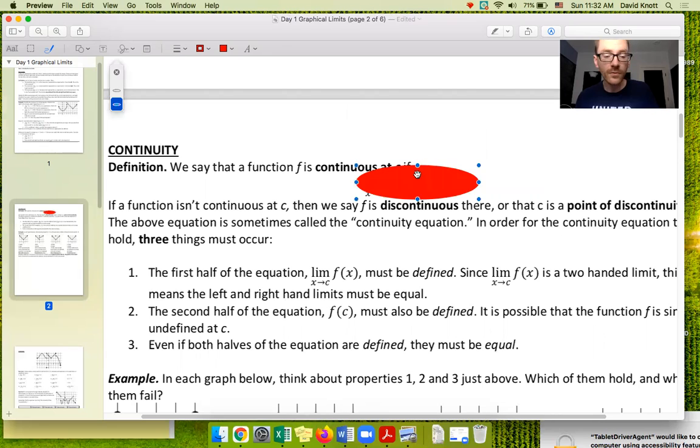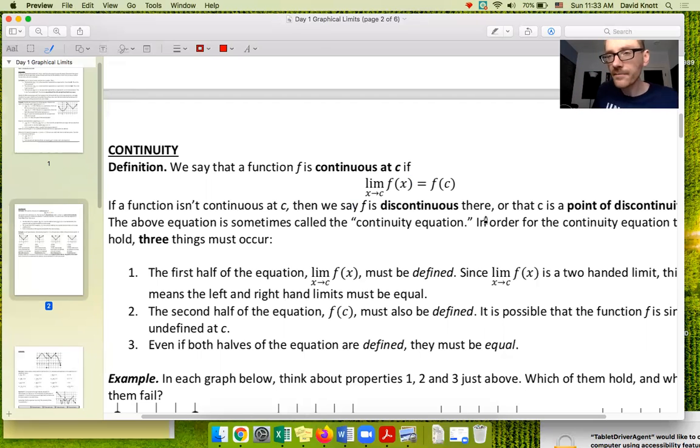Those are the three things that need to happen in order for the function to be continuous at the point. The two-sided limit must exist. The value of the function at the point must exist. And finally, those two numbers must be equal to each other. If you really think about that, if those three things hold, that means the function has no gaps, no jumps, no breaks in the graph.